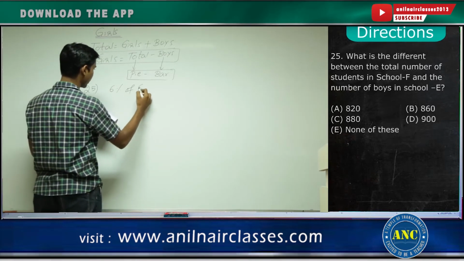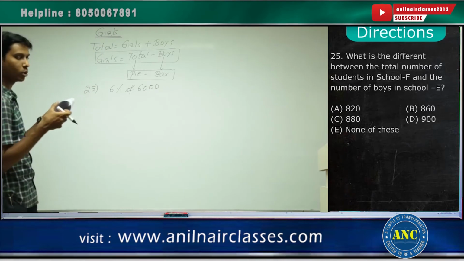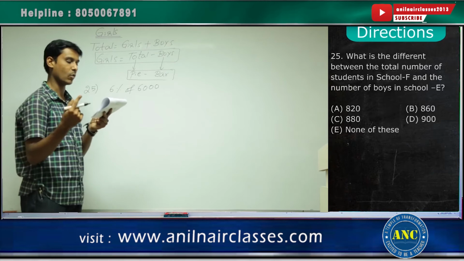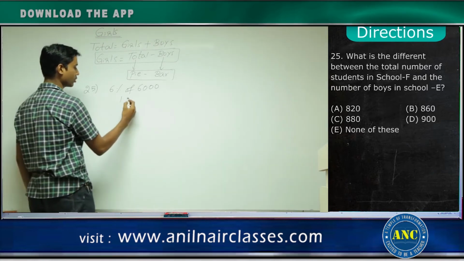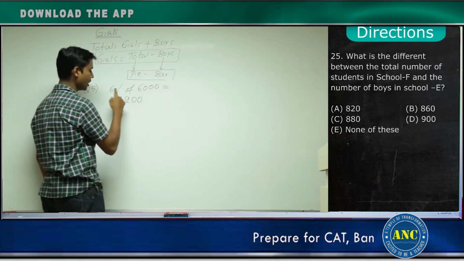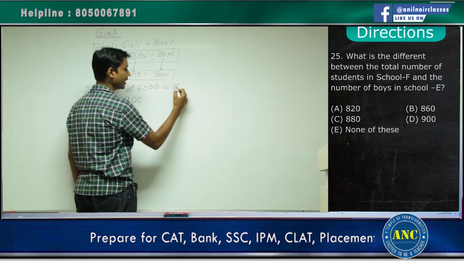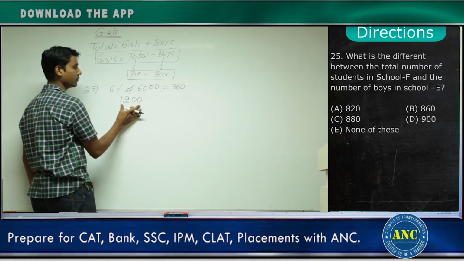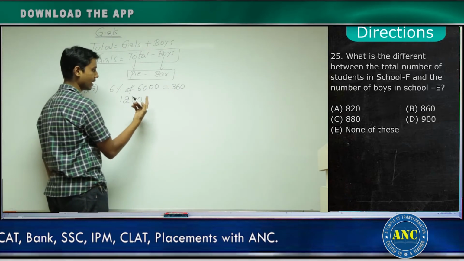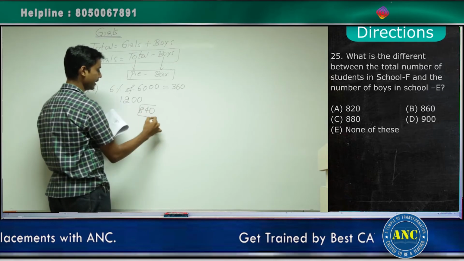The total number of students in school F is 6% of 6,000, and the number of boys in school E is obtained directly from the bar graph. It is given as 1200. They are asking you the difference. 6% of 6000: 1% is 60, so 6% is 6 into 60. It is 360. The difference between 360 and 1200 is 1200 minus 360. The answer is 840.